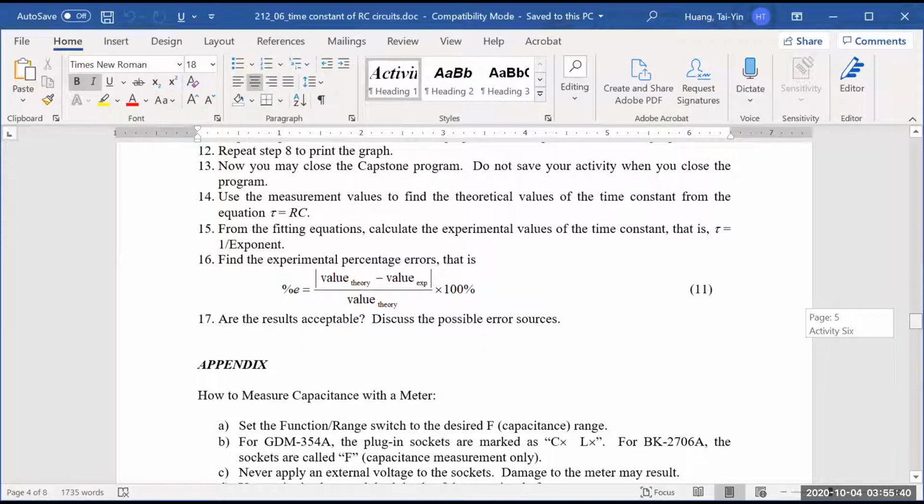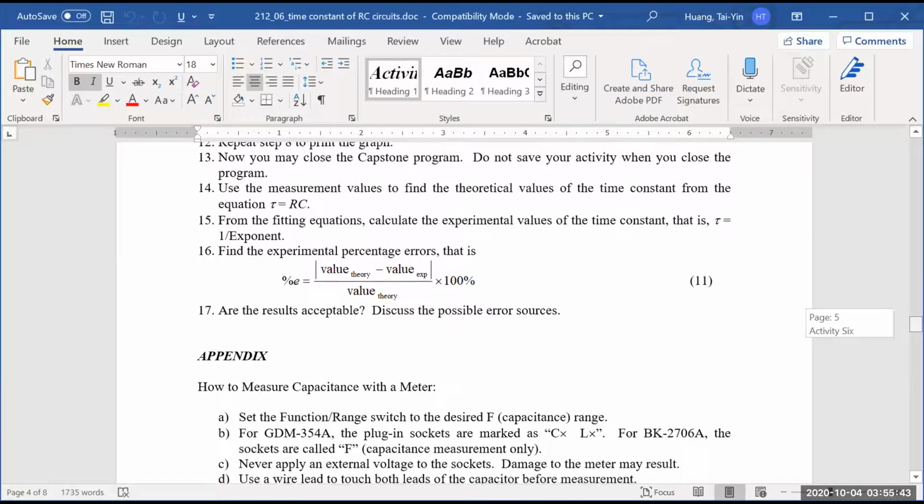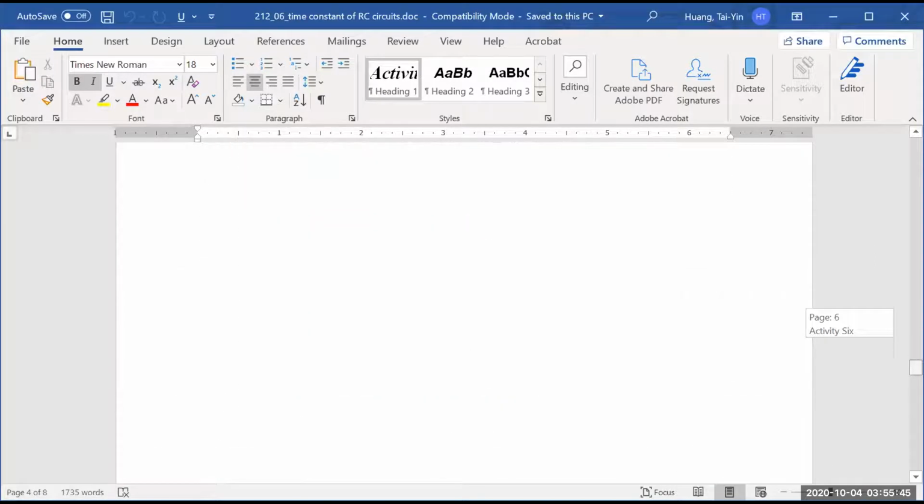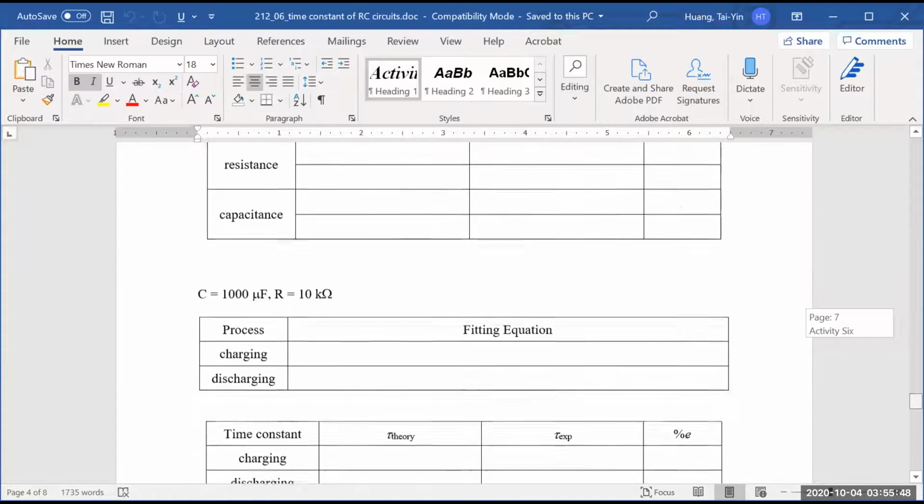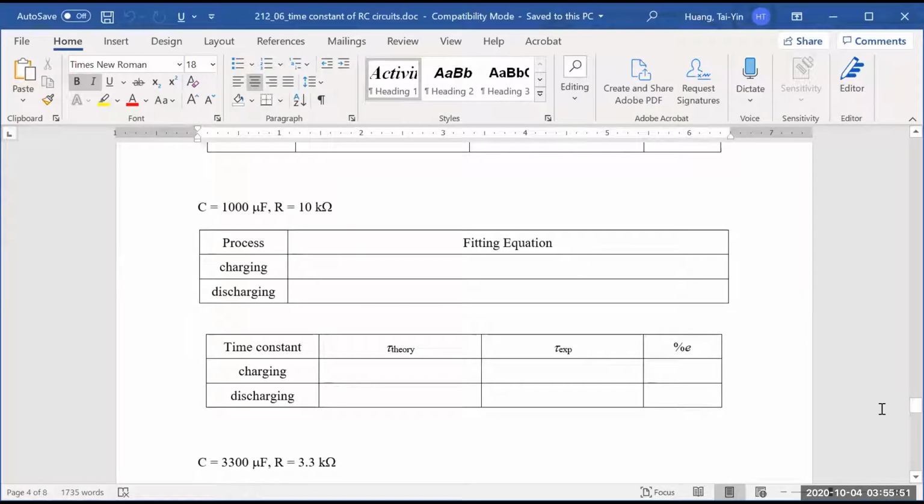So let the two RC circuits undergo the charging and discharging process, and then you will get the data. If we were to do the experiments, you would use the exponential fit function to find the fitting equation for the charging and discharging parts. However, because we don't have the software program to use, you're going to use Excel to analyze the data. So with this alteration, there are changes.